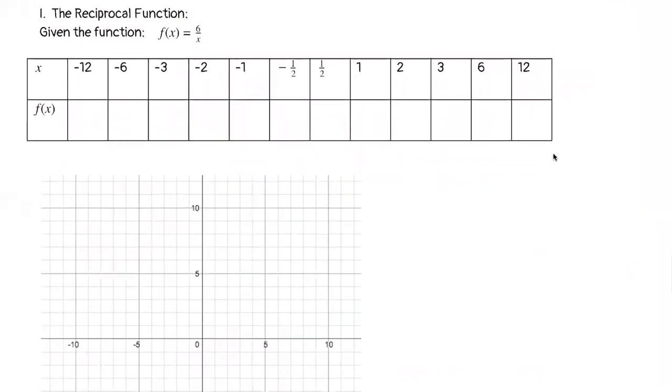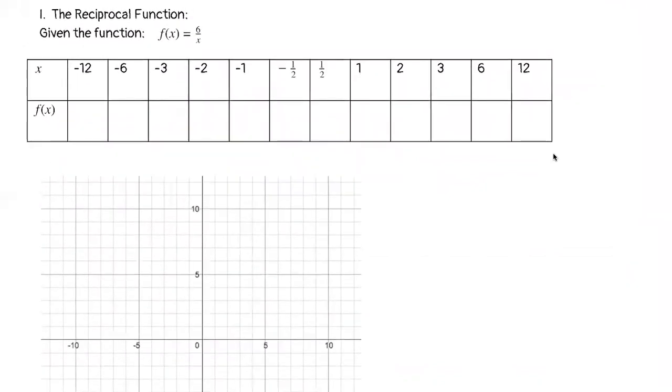So we're going to go ahead and start with a given function. And in this case, our f of x is 6 over x, okay? Now I picked 6 over x and not 1 over x just because this gave me more nice numbers to plot, okay? And so we have a table of x values here, and all we're going to do is plug those numbers in to find the f of x value or the y value that goes with it, okay?